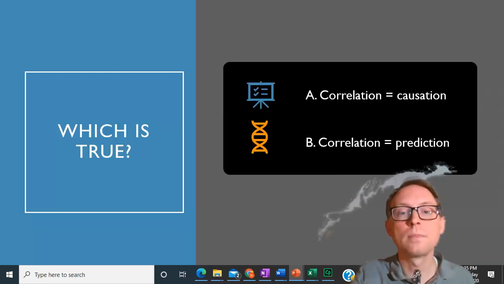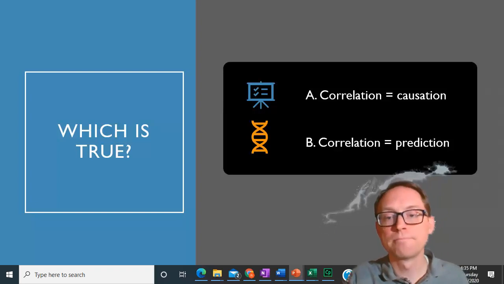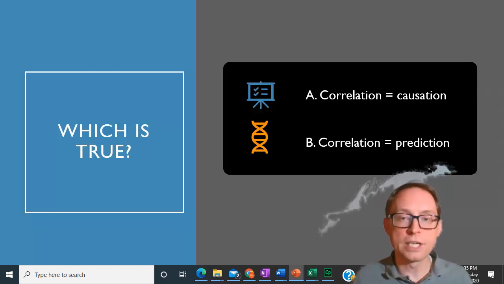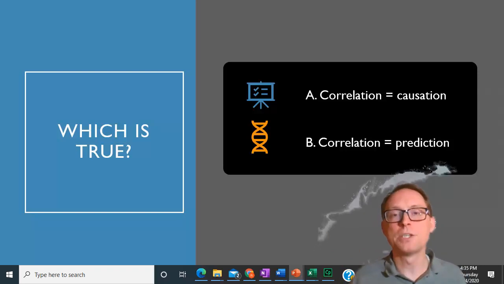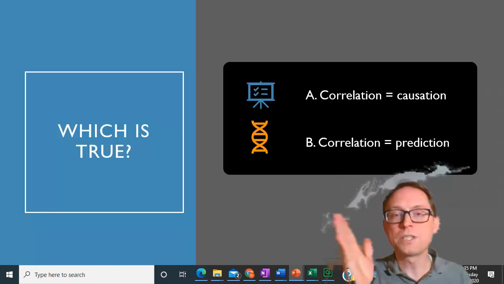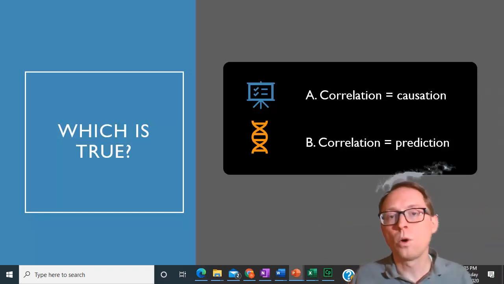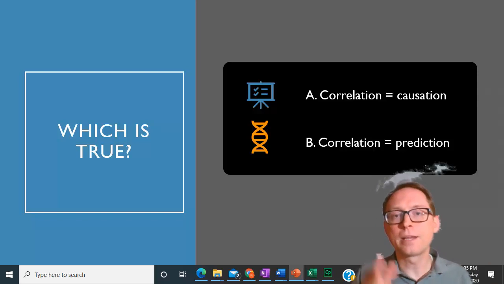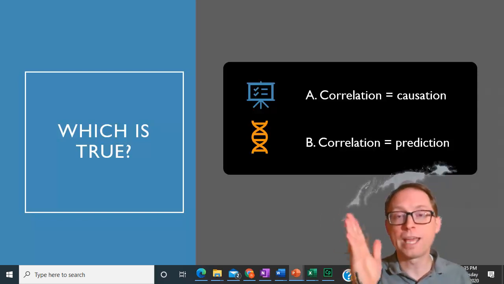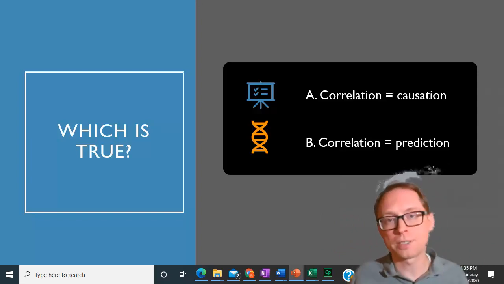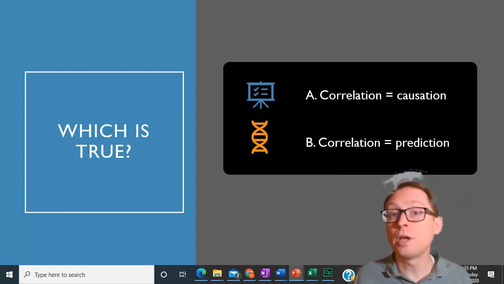Which of these is true? Correlation doesn't equal causation. Remember how we were talking about weeks since you had a vacation predicting your stress? I cannot say that going weeks without vacation is causing the stress. There might be other things that actually cause the stress, not just the lack of vacation. Maybe it's your love life. Maybe it's your boss. Maybe it's whatever it happens to be.